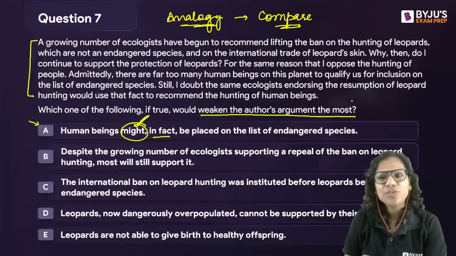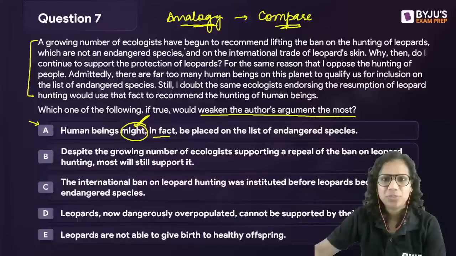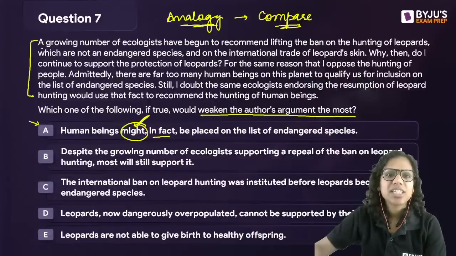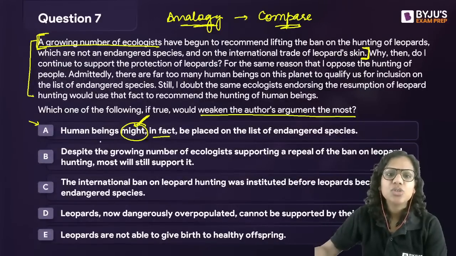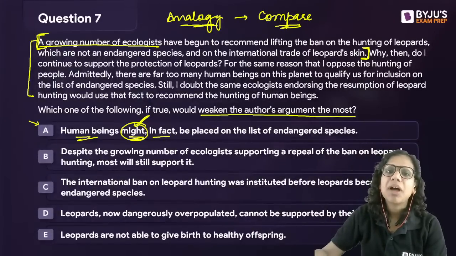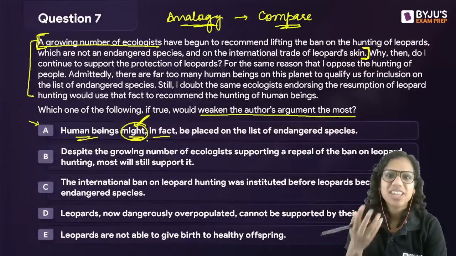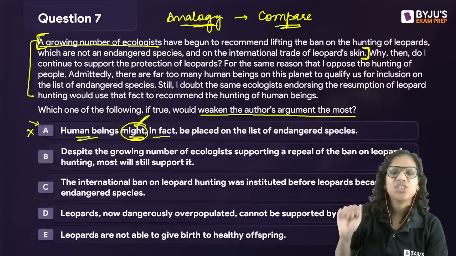If you read the very first sentence, it very clearly demonstrates to us that the argument is about leopards. The author says, a growing number of ecologists have begun to recommend lifting the ban on the hunting of leopards, which are not an endangered species, and on the international trade of leopard skin. So the argument is not primarily about human beings, it is primarily about leopards. Also, this might is problematic because if we are not sure about it, then it does not make a very strong case of attacking this argument. So on this ground, A is rejected.